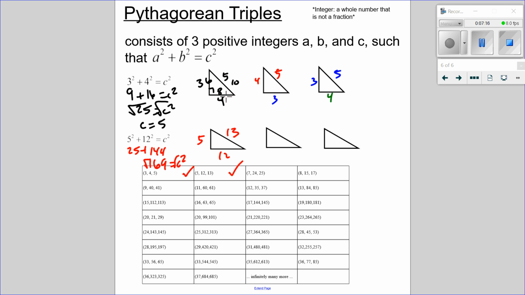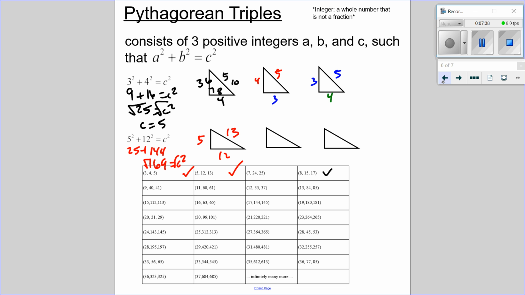If I triple it, it's similar by side, side, side. I just have a scale factor of 3. So these Pythagorean triples still work out in the Pythagorean theorem. So there's an infinite amount, but definitely know the 3, 4, 5, 5, 12, 13, 6, 8, 10, maybe 8, 15, 17 as an extended one from there. But definitely those first few.